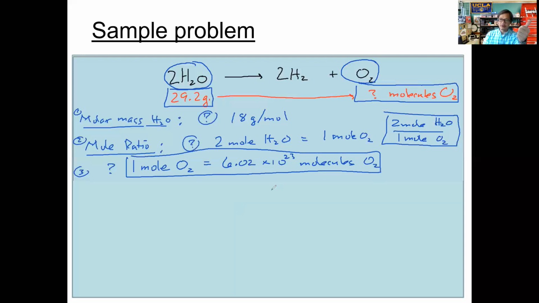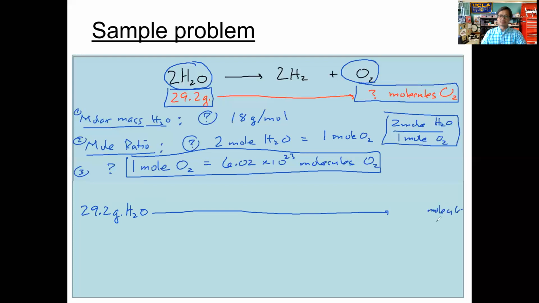We have what we start out with. We have the amount of water. We have what we're solving for, which is the molecules of oxygen, and we have all of the conversion factors that we'll need to use right here. So let's go ahead and set up this problem and get it done. Okay, so let's start out then. We were given to start out with 29.2 grams of water. Okay, and we're going to go ahead and solve for molecules, and I'm going to write it here.